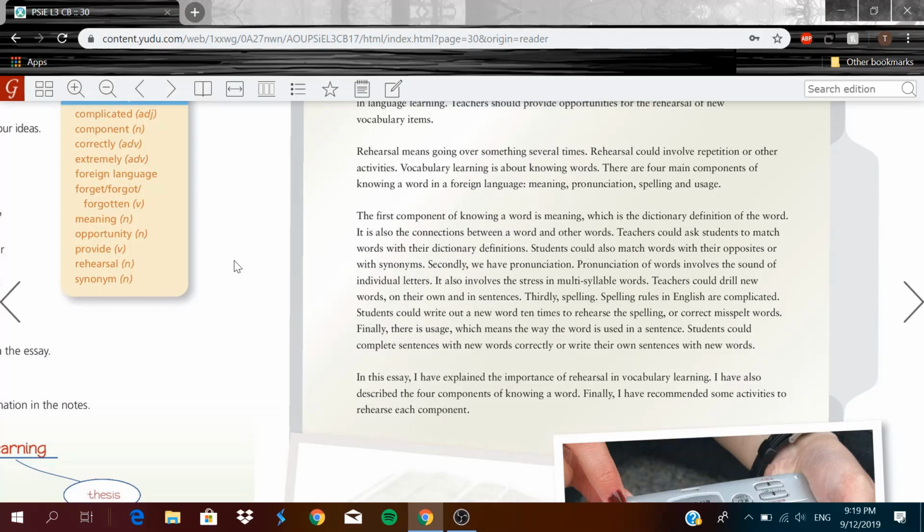Now, secondly, what do we have? We had pronunciation. In the writer's point of view, pronunciation of words involves the sound of individual letters. So that's the second component. And then we have a third, this one's really simple, spelling, self-explanatory. And finally, we have usage. In the writer's point of view, usage means the way a word is used in a sentence. So again, basically using the correct grammar with a word when used in a sentence.